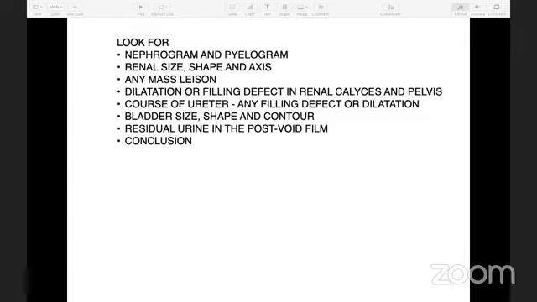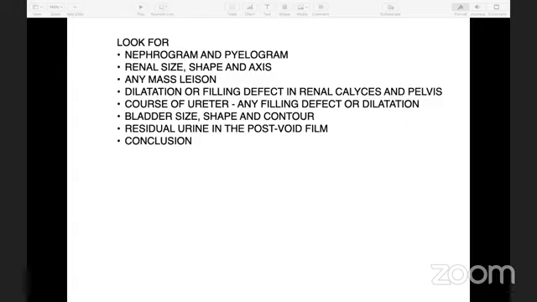And the IVP film should be reported with description of nephrogram, pyelogram, renal size, shape, and axis, any mass lesion, dilatation or filling defect in the pelvicalyceal system, course of ureters, hydronephrosis or any filling defect, bladder size, shape, contour, diverticula or any space occupying lesion, and residual urine in the post-void film. And finally, the conclusion should be given.